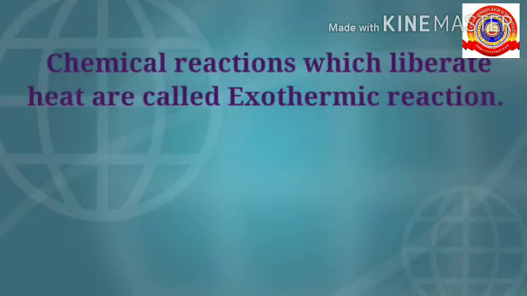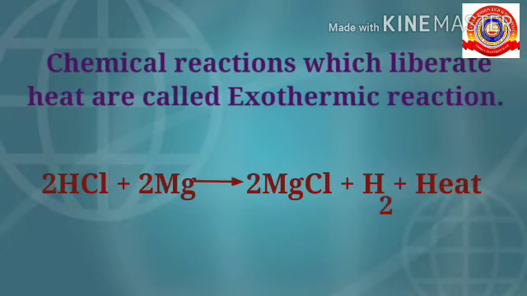So, we can say that chemical reactions which liberate heat are called exothermic reactions. 2HCl plus 2Mg gives 2MgCl plus H2 plus heat. Here heat is released during the chemical reaction. So it's an example of an exothermic reaction.